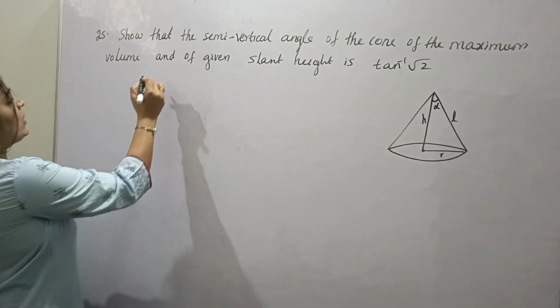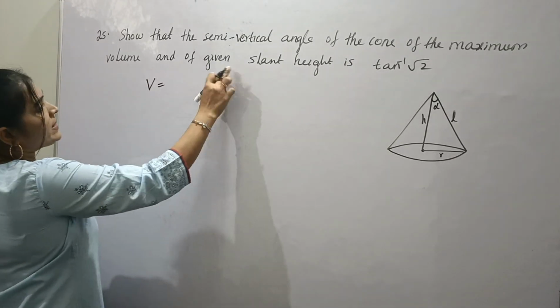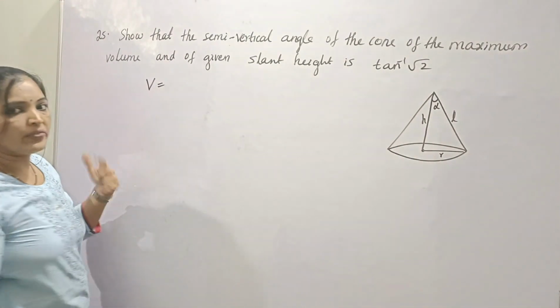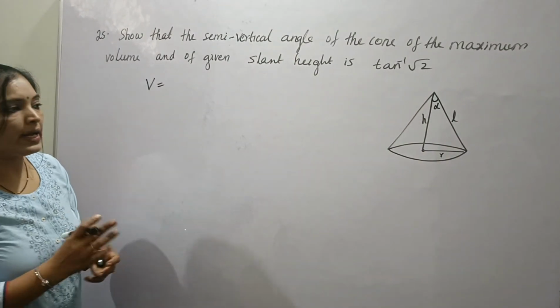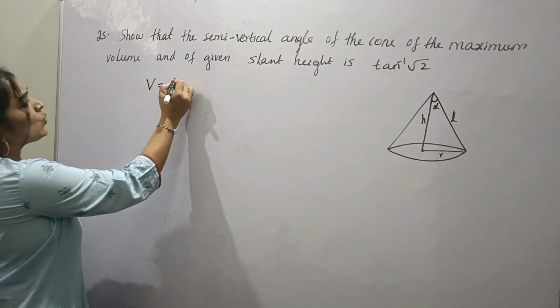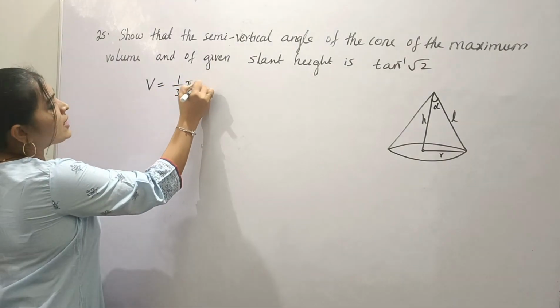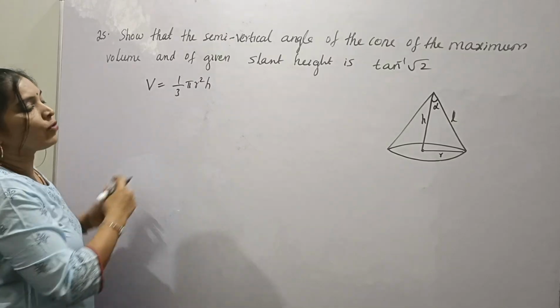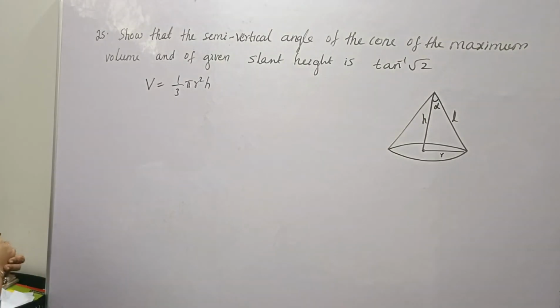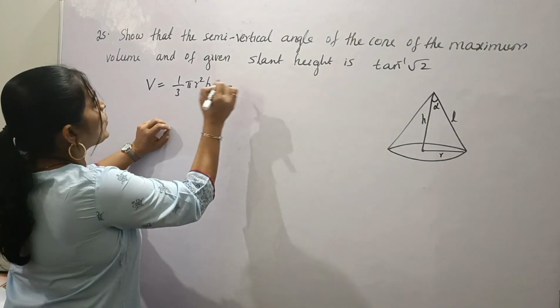Okay. So here, what is the volume? It is given slant height. So given slant height, that means slant height is constant. Okay, L is constant. So V is equal to 1 by 3 pi r square h is the volume of the cone. That is the formula for the volume of the cone. Okay, so here what is r square?